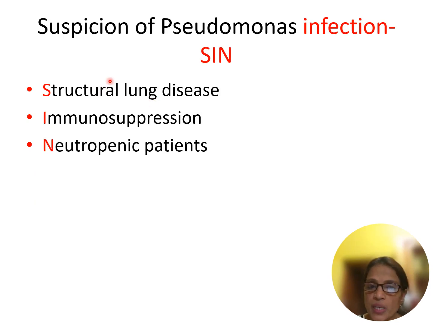Now, when do we suspect Pseudomonas infection? I have given the mnemonic SIN. S is structural lung disease, I is immunosuppression, and N is neutropenic patients. So to suspect Staph aureus infection, you have the mnemonic PEBSI, and to suspect Pseudomonas infection, you have the mnemonic SIN.